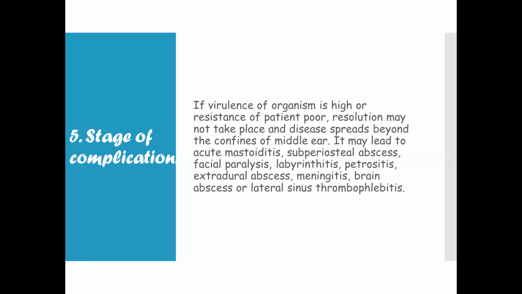So when do you get to this stage? This happens if the virulence of the organism is high or resistance of the patient is poor. Resolution may not take place and the disease spreads beyond the confines of the middle ear. It may lead to acute mastoiditis, subperiosteal abscess, facial paralysis, labyrinthitis, petrositis, extradural abscess, meningitis, brain abscess, or lateral sinus thrombophlebitis. So basically, these are the complications that you may face from acute otitis media.